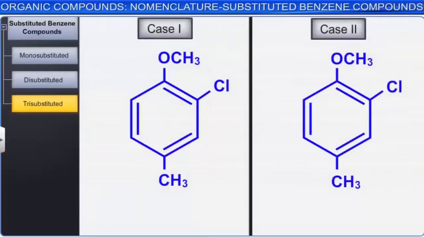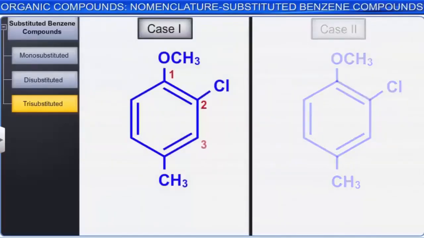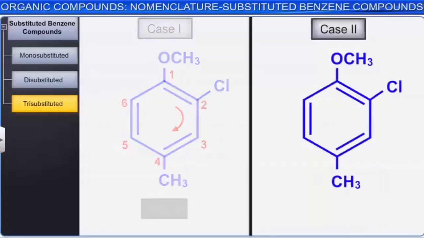In case 1, the numbering is done in the clockwise direction. Thus, the next substituent gets the position 2. Hence, the positions of the substituents present are 1, 2, and 4. In case 2, the numbering is done in the anticlockwise direction, and the substituents get the positions 1, 4, and 6.